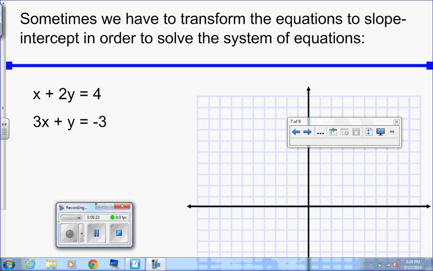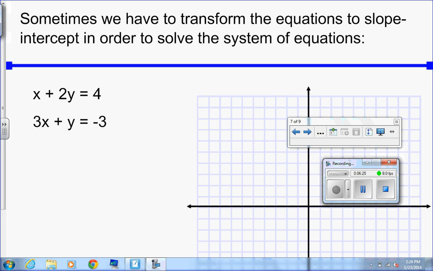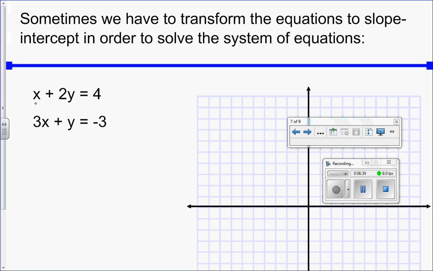Finally, sometimes we're going to be given an equation in standard form, and we need to transform it to slope-intercept. So I have 3x plus y equals negative 3, and I have x plus 2y equals 4. So for this equation, I want to solve both of them for y.